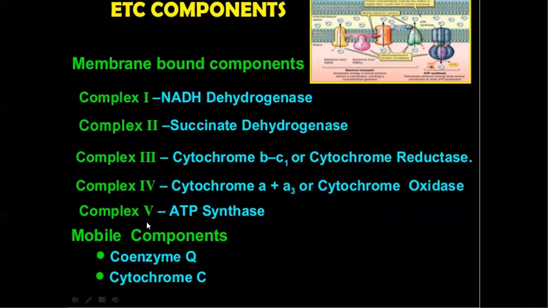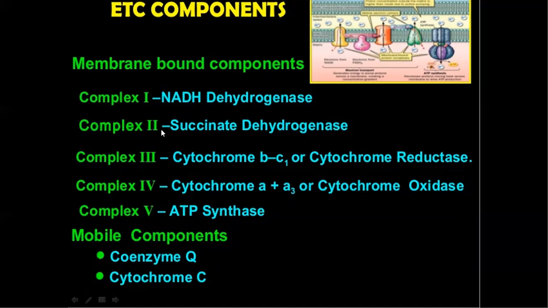So these are the 5 important components that we have learned already. Complex 1 is called NADH dehydrogenase. Here the enzyme involved is NADH dehydrogenase, which is a complex. It also has coenzymes; the enzyme is supported with the coenzymes.